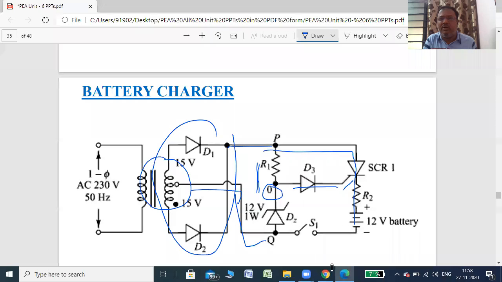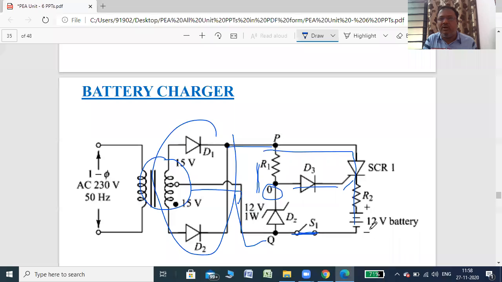So the battery charges up to the maximum of 12 volt. For every positive half cycle, the same cycle repeats: the voltage at O will increase, then diode D3 turns on, which will trigger SCR1. Once SCR1 is triggered, it will charge the battery. This will happen when S1 is on. I forgot to tell you, S1 should be on. This is actually a charging button, an on button for charging. So this switch is on. After that, this will happen.